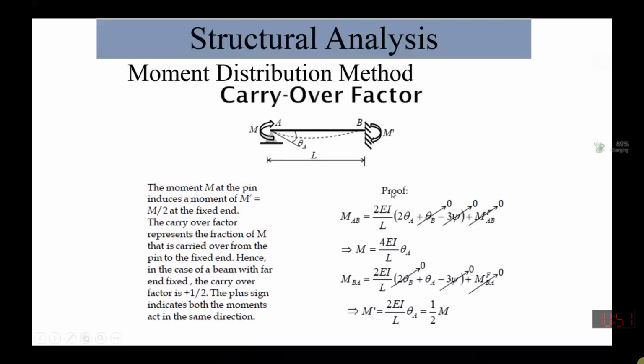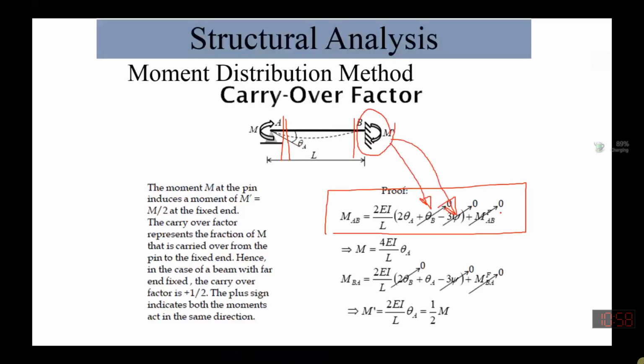And how much moment will be transferred from one end of the beam to the far end of the beam? So we will apply the slope deflection equation in this span. We know that the slope deflection equation is MAB equals 2EI over L into 2 times theta A plus theta B minus 3 psi plus fixed end moment. We know that theta B is equal to 0, psi is also equal to 0, and the fixed end moment is also equal to 0. So M is equal to 4EI over L into theta A.